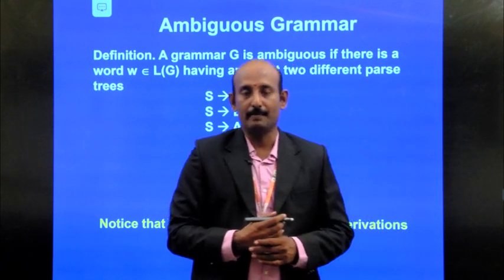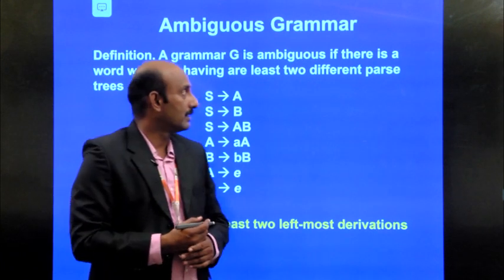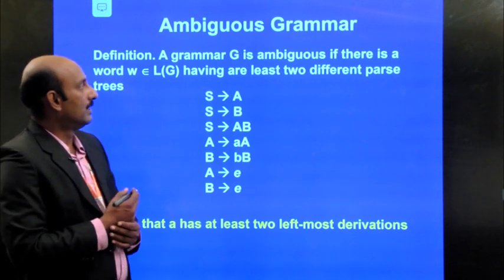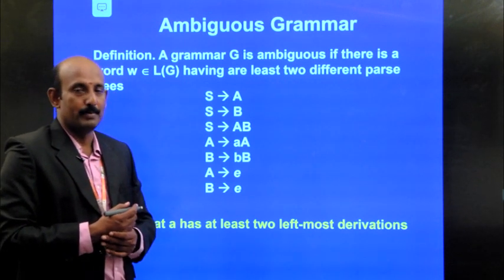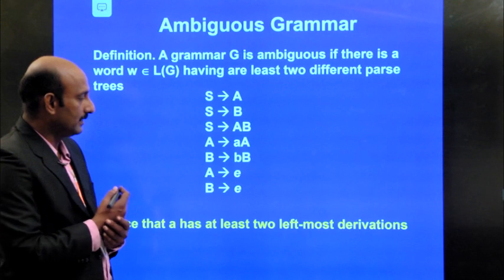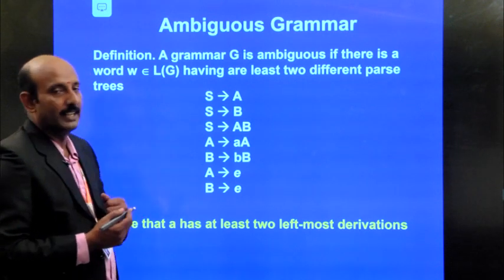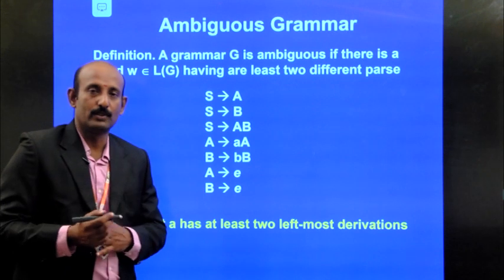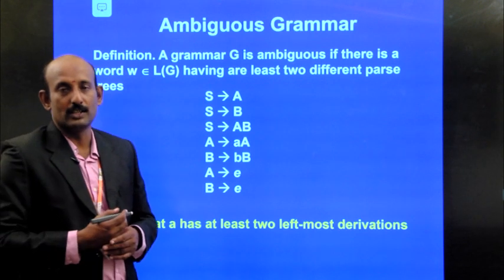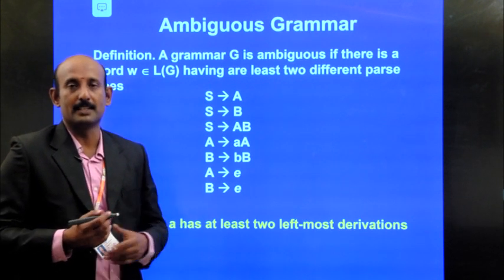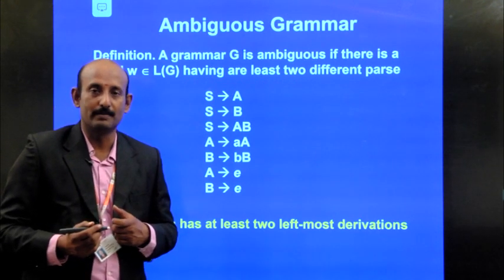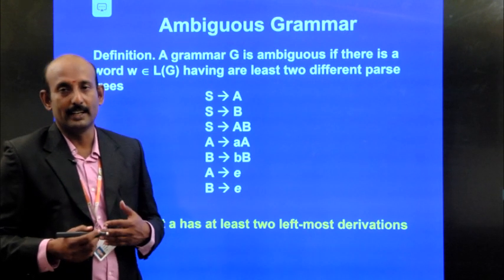In another form, we can also define what ambiguous grammar is. A grammar is ambiguous if it generates two different parse trees for the given string. In this case, we can call it an ambiguous grammar. Either we can write the definition in the form of one or more leftmost derivations or rightmost derivations, then the grammar is said to be ambiguous. That is one definition. Another definition we can also write.